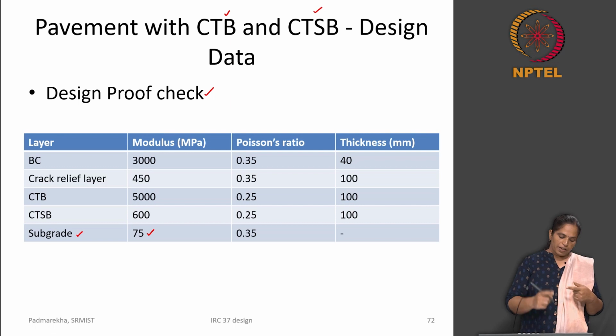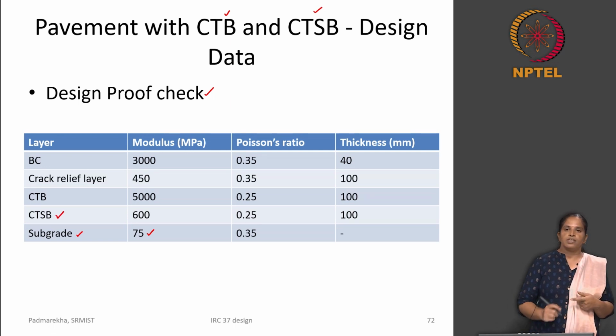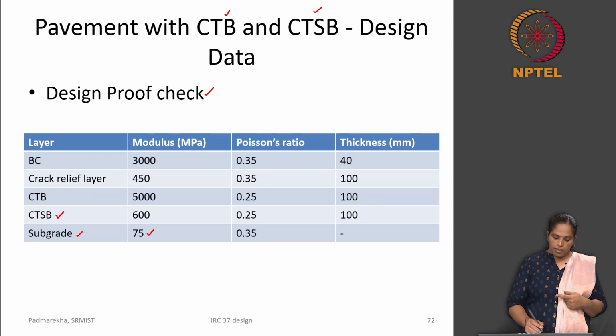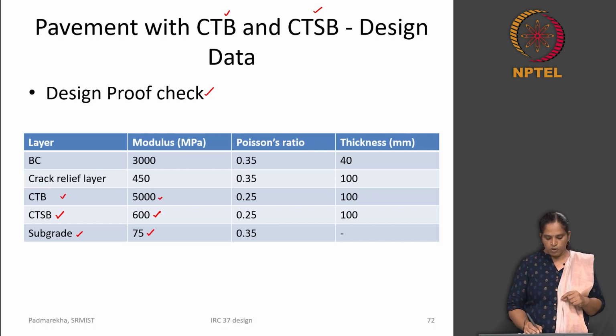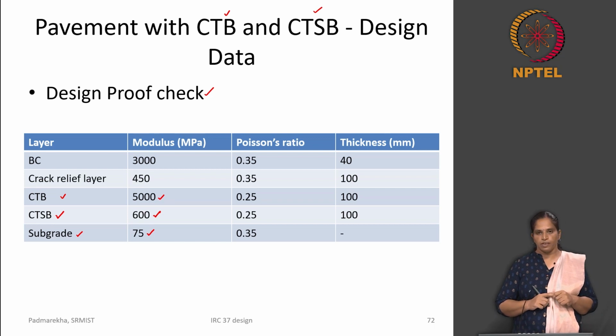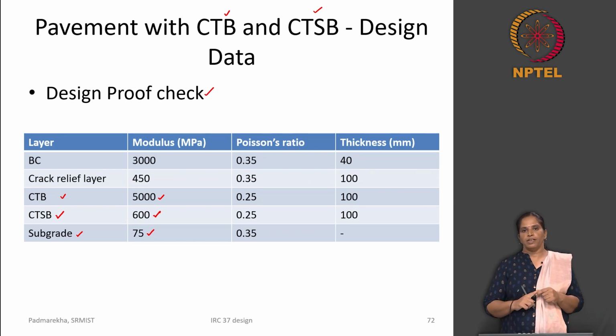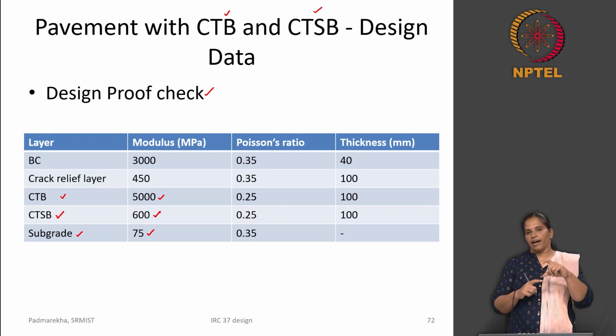Above the subgrade layer, we will have a cement treated sub base, and the modulus of the cement treated sub base, using the IRC specifications, we will take as 600 megapascal, and for the cement treated base course we will take a modulus of 5000 megapascal. If you provide a cement treated base course, you need a crack relief layer.